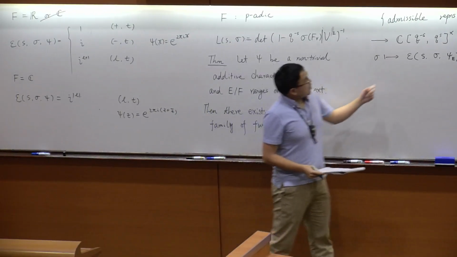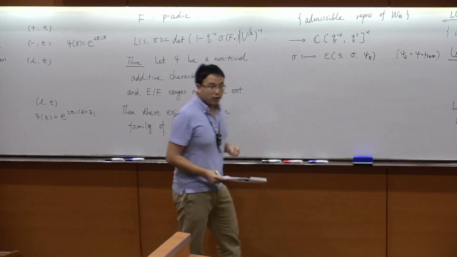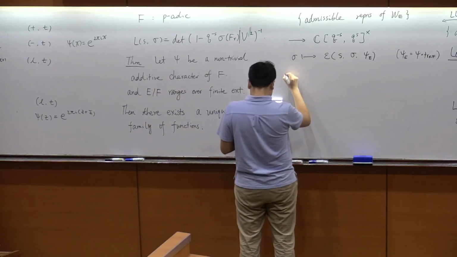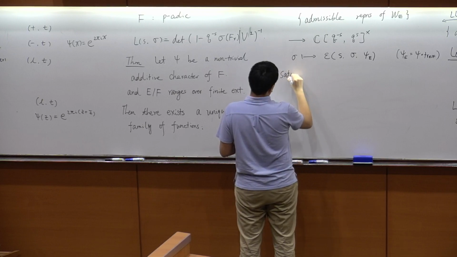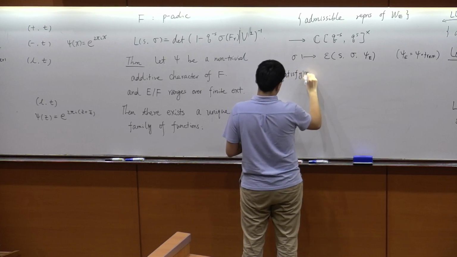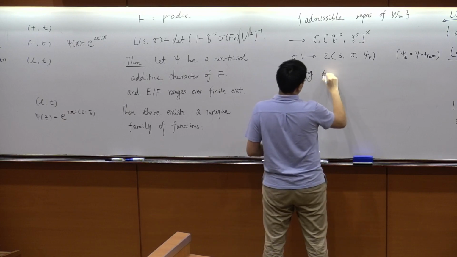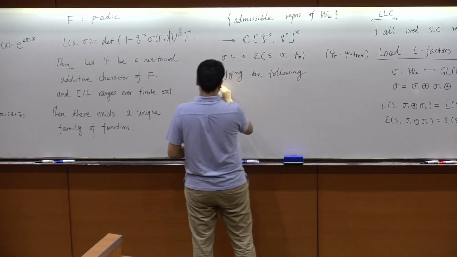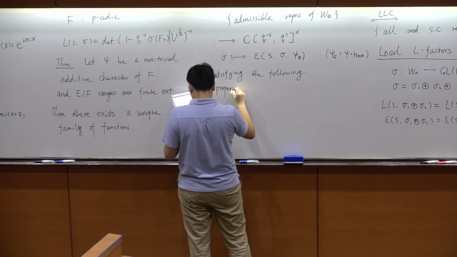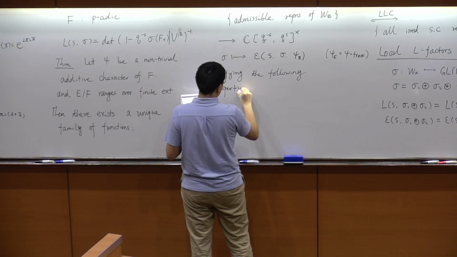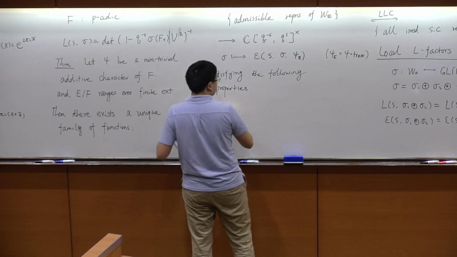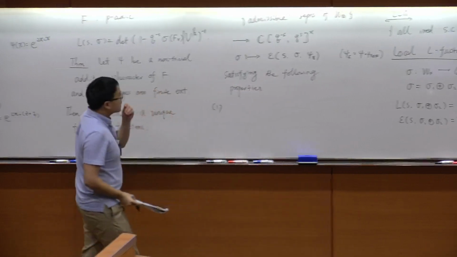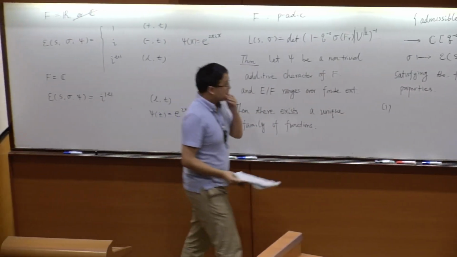And we need this family of functions to satisfy the following three properties. So the first case is the GL1 case. Okay.